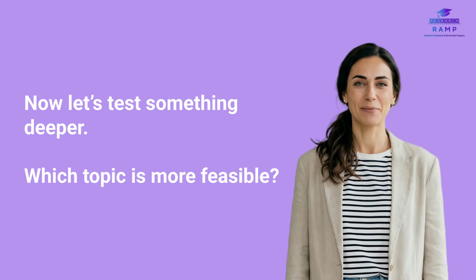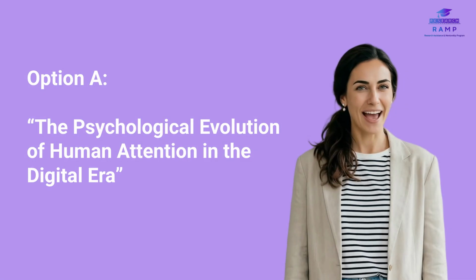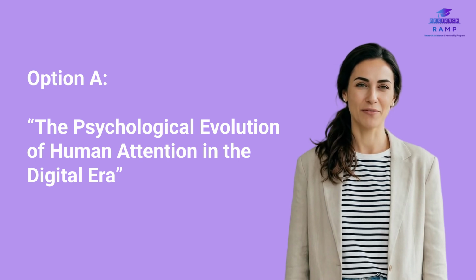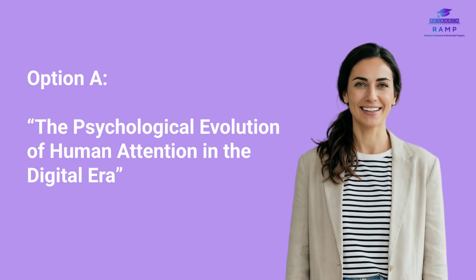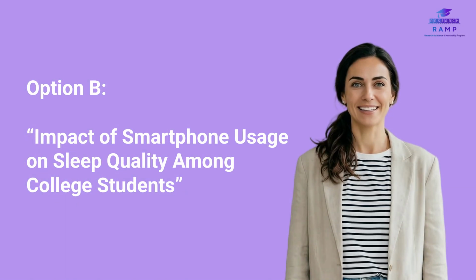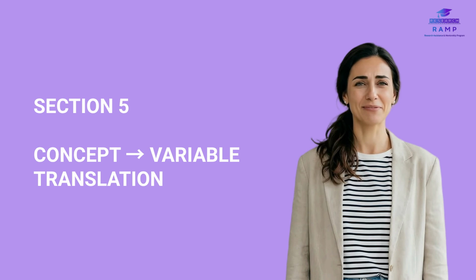Now let's test something deeper. Which topic is more feasible? Option A, the psychological evolution of human attention in the digital era. Option B, impact of smartphone usage on sleep quality among college students. Section 5. Concept to variable translation.